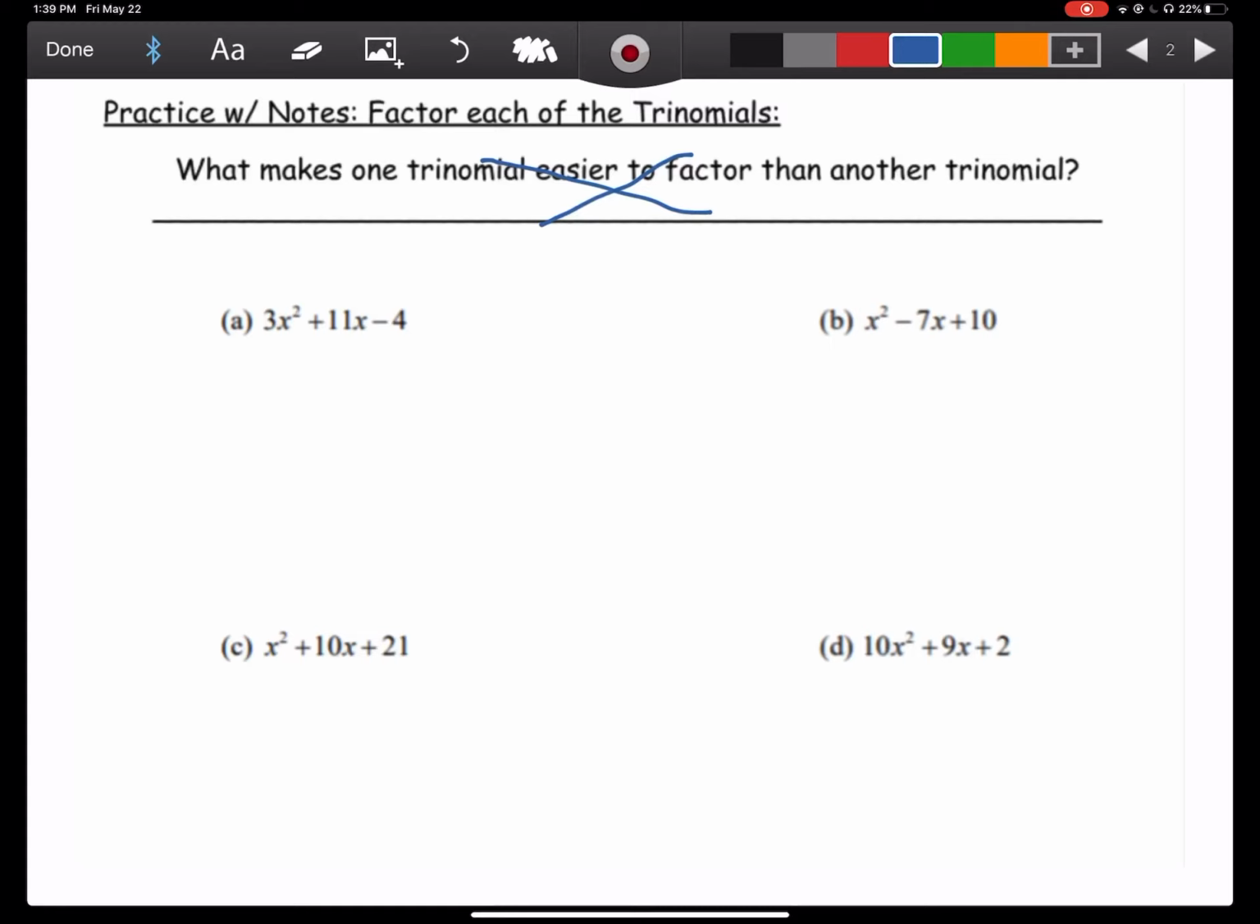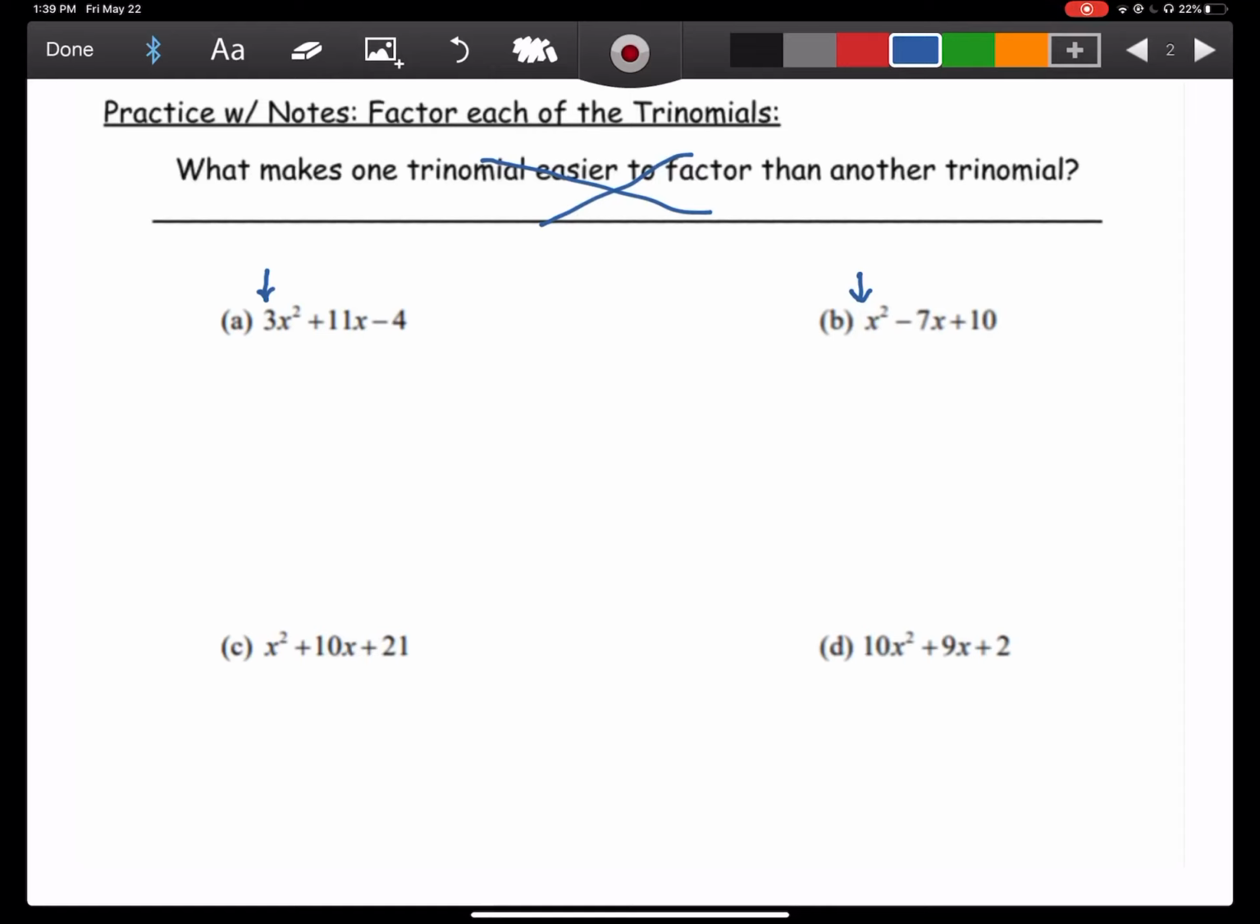So take a look at letter A and letter B and really, really investigate the leading term of both. Which of these do you think will be more challenging and which of these will be the easier? The answer, hopefully you know, is that letter A is going to be more challenging because it has a leading coefficient greater than 1. Letter B is going to be the easier version of factoring a trinomial because it has a leading coefficient of 1. All right, so let's get into it here.